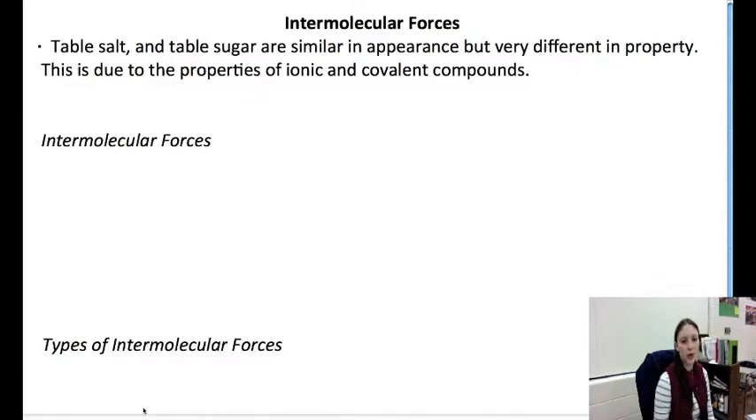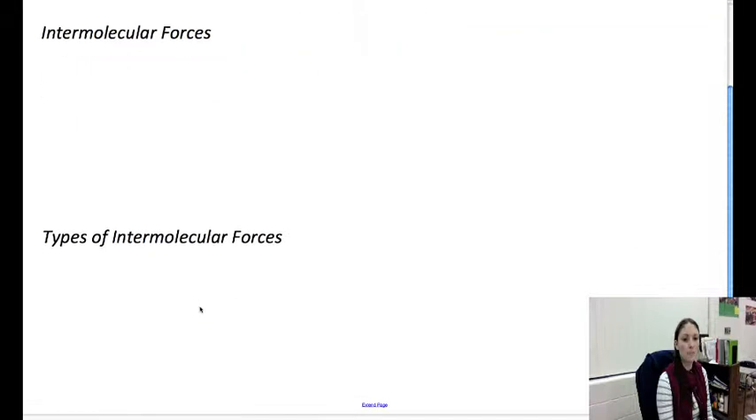In this last video for the chapter, we're going to look at the forces between two molecules and how that force affects the different properties of covalent bonds. So the first thing we're going to start off with is just the definition of what an intermolecular force is.